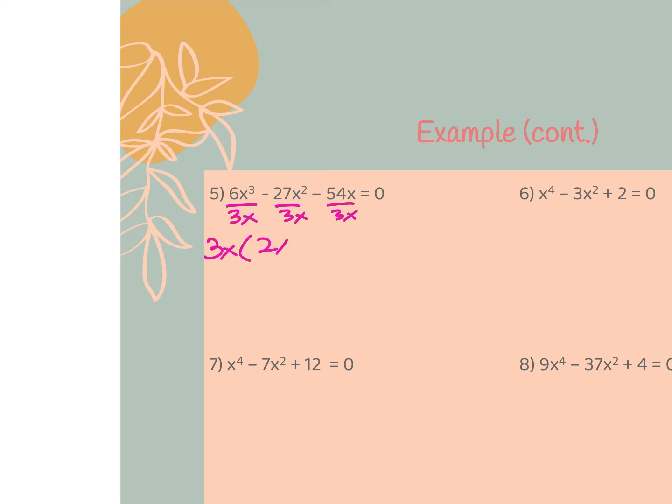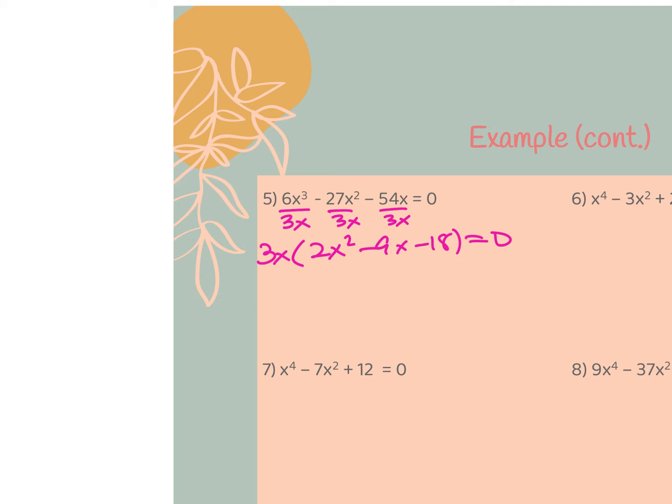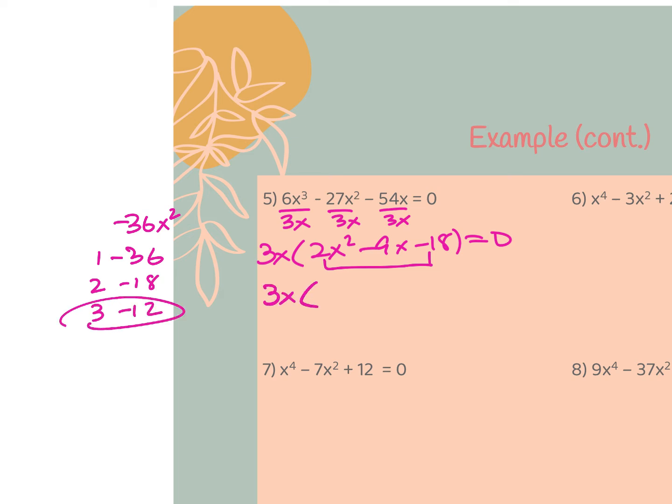So after I divide, I get 2x squared minus 9x minus 18 equals 0. I now can factor the trinomial. I'll go ahead and do factor by grouping. So factors of 2 times negative 18, and it's going to be a negative 36x squared. So it'll be negative 36 times positive 1, 2 times negative 18, 3 times negative 12. That's the magic combination.